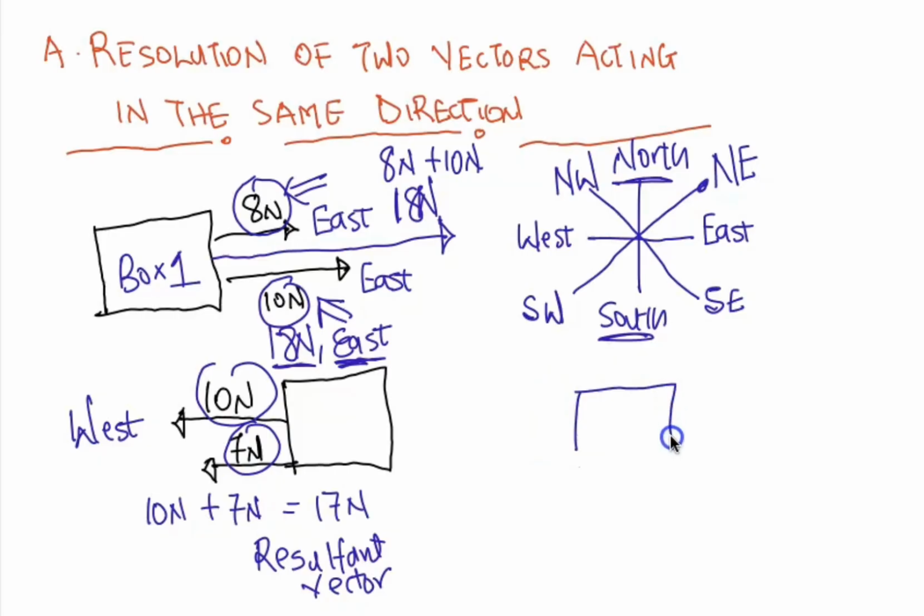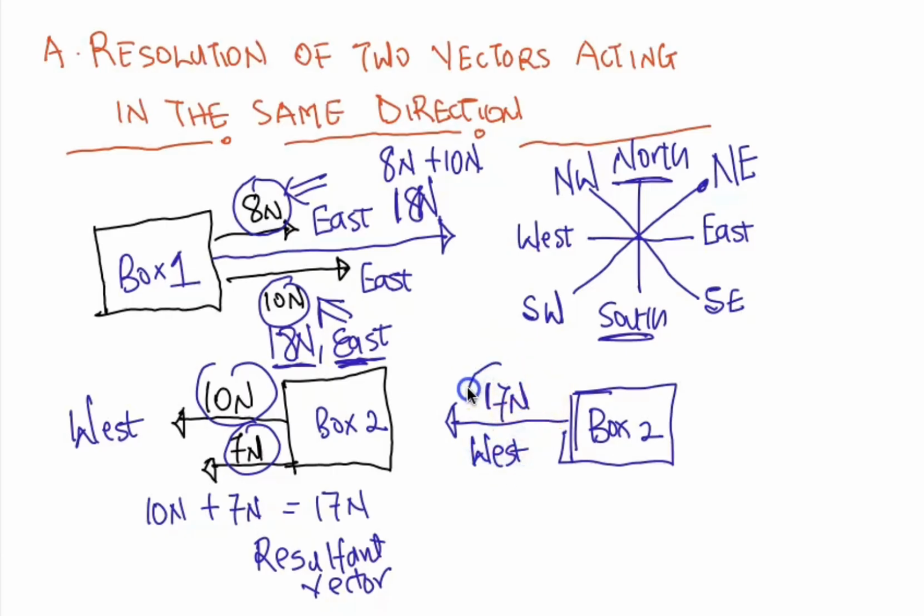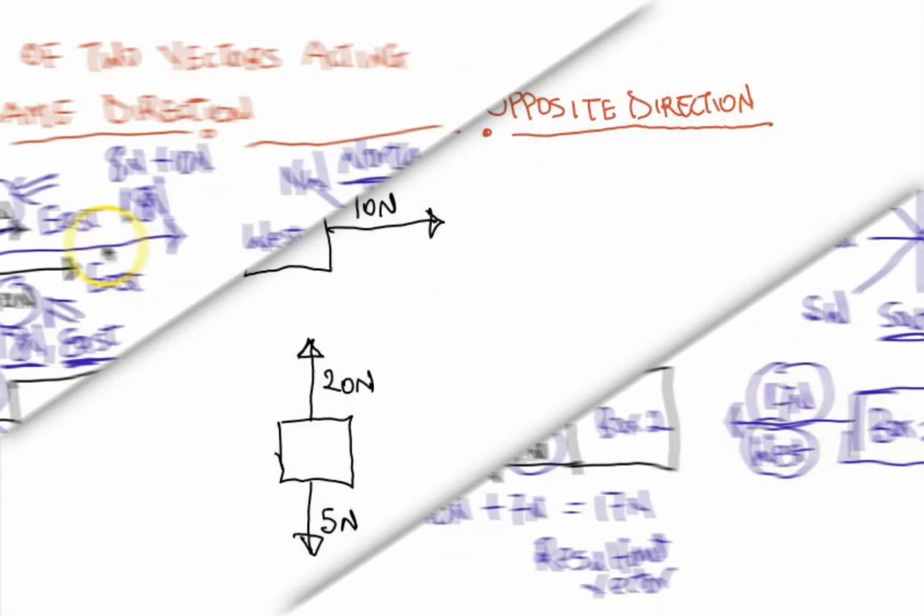So we are going to end up having something like this. So this is the box. We are going to have 17 Newton. So 17 Newton is a combination of the 10 Newton and the 7 Newton. So it's going to move 17 Newton towards the west, because this is a vector in both magnitude, 17 Newton, and then in direction towards the west. So I hope that's clear.